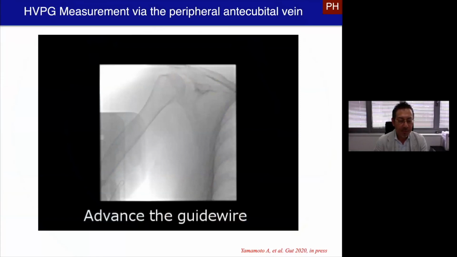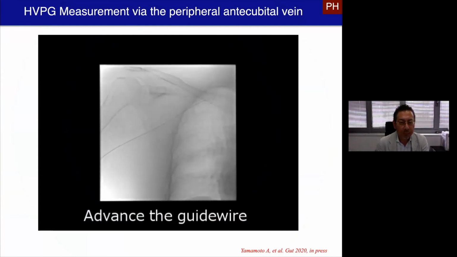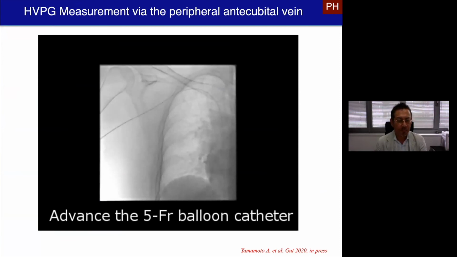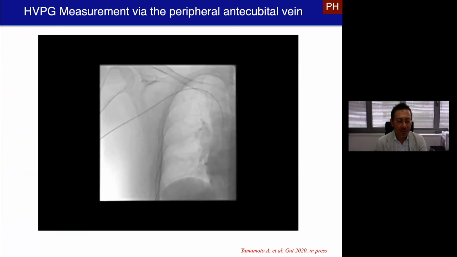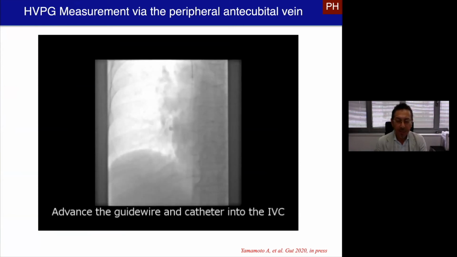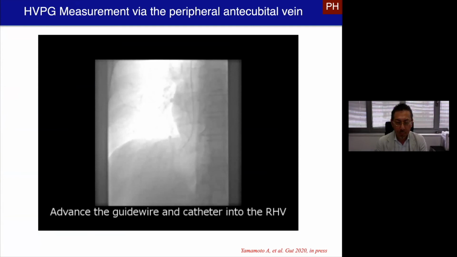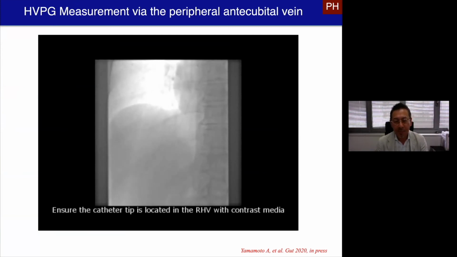By the way, in our university hospital, we have developed a non-invasive method for HVPG measurement from the peripheral antecubital vein. So please watch the video a little bit. Also, this method has been mentioned in a review article of hepatic venous pressure gradient measurement. No detailed description of this approach has been published. We utilize this method to measure hepatic venous pressure gradient in a non-invasive manner for cirrhotic patients.